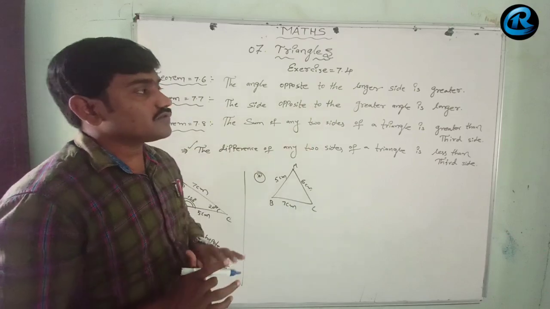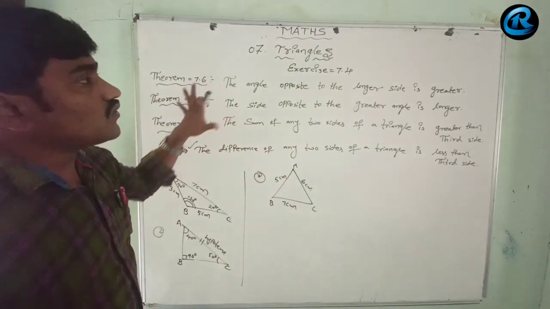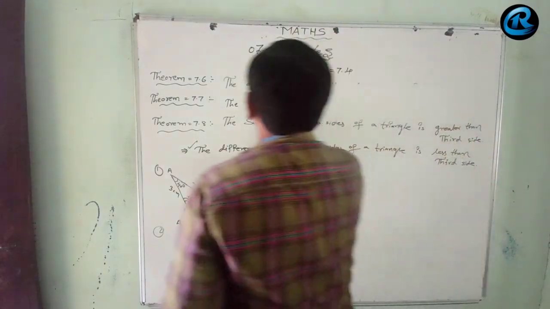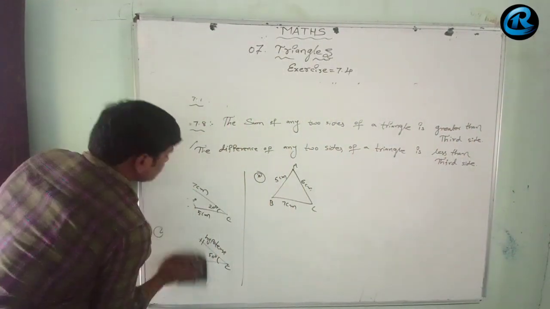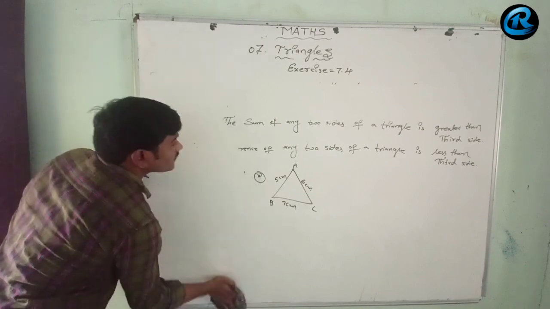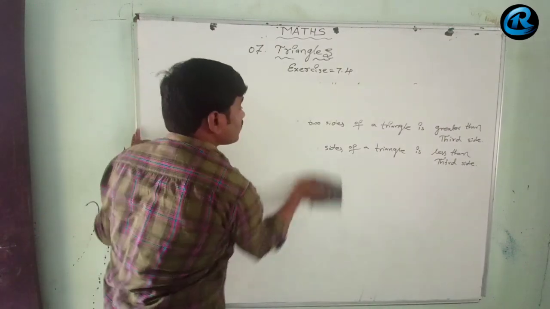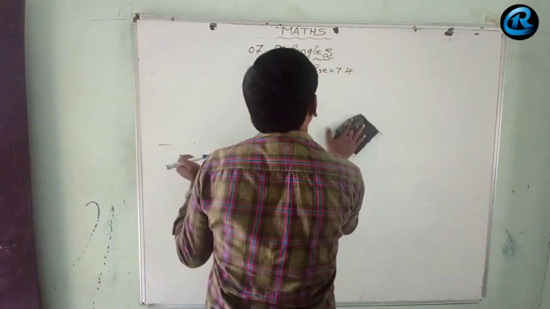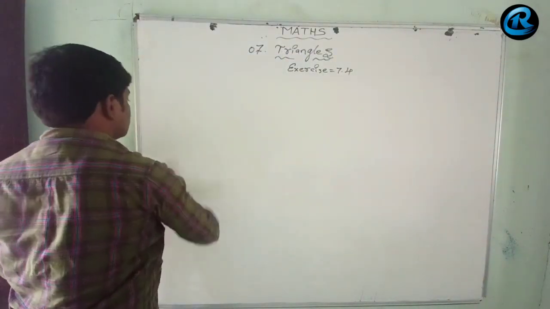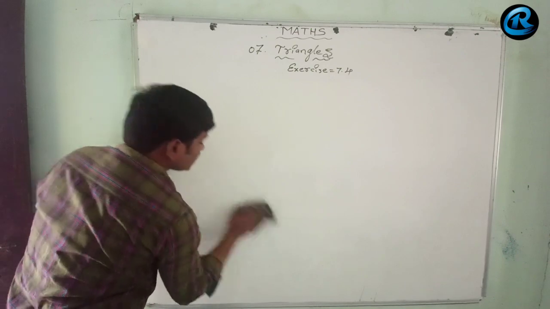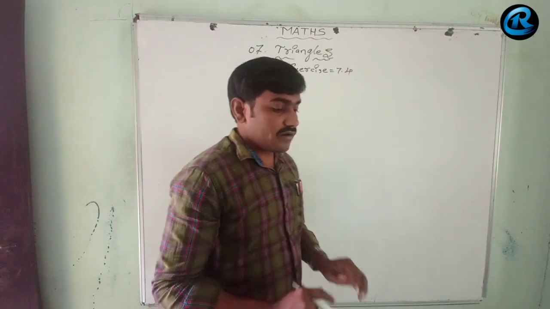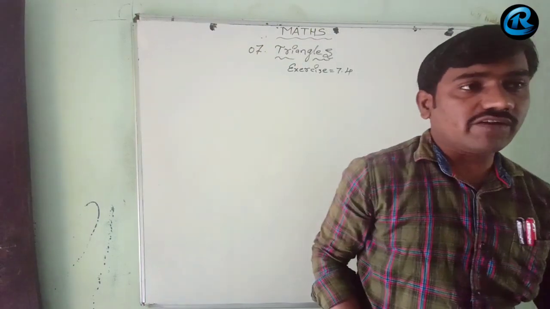If we remember these 4 theorems, we can easily do exercise number 7.4. Please make a note of this. Based on this we are going to do it. So very carefully you have to remember the first 2 theorems: the angle opposite to the longer side is greater, and the side opposite to the greater angle is longer. These two we have to remember. And let us go for exercise number 7.4.